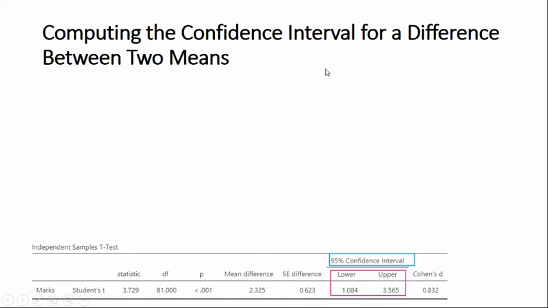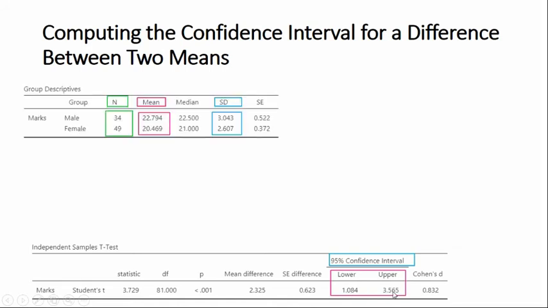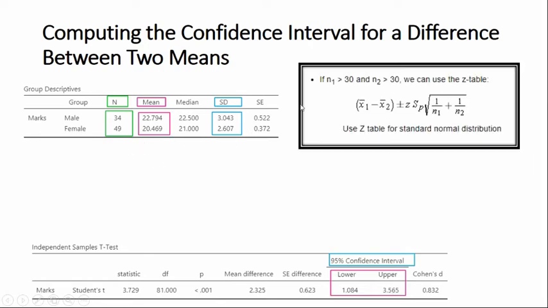Computing the confidence interval for the difference between two means, in our example, we get the values 1.084 and 3.565. How to get these values? This is our descriptive: n, mean and standard deviation. Using these values, because our sample sizes n1 and n2 are both more than 30, we will use the Z table here.